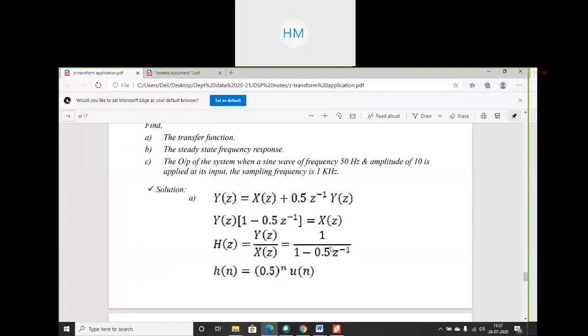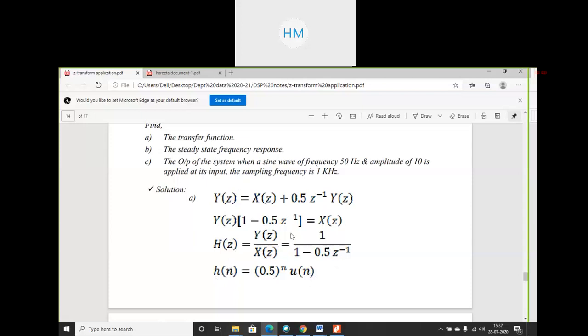So this is the Z transform of what? This is the Z transform of the unit step function. The Z transform of u of n is 1 upon 1 minus z inverse. Is it clear? So 0.5 to the power n u of n is my h of n. This is the transfer function, and this is the impulse response of that transfer function.